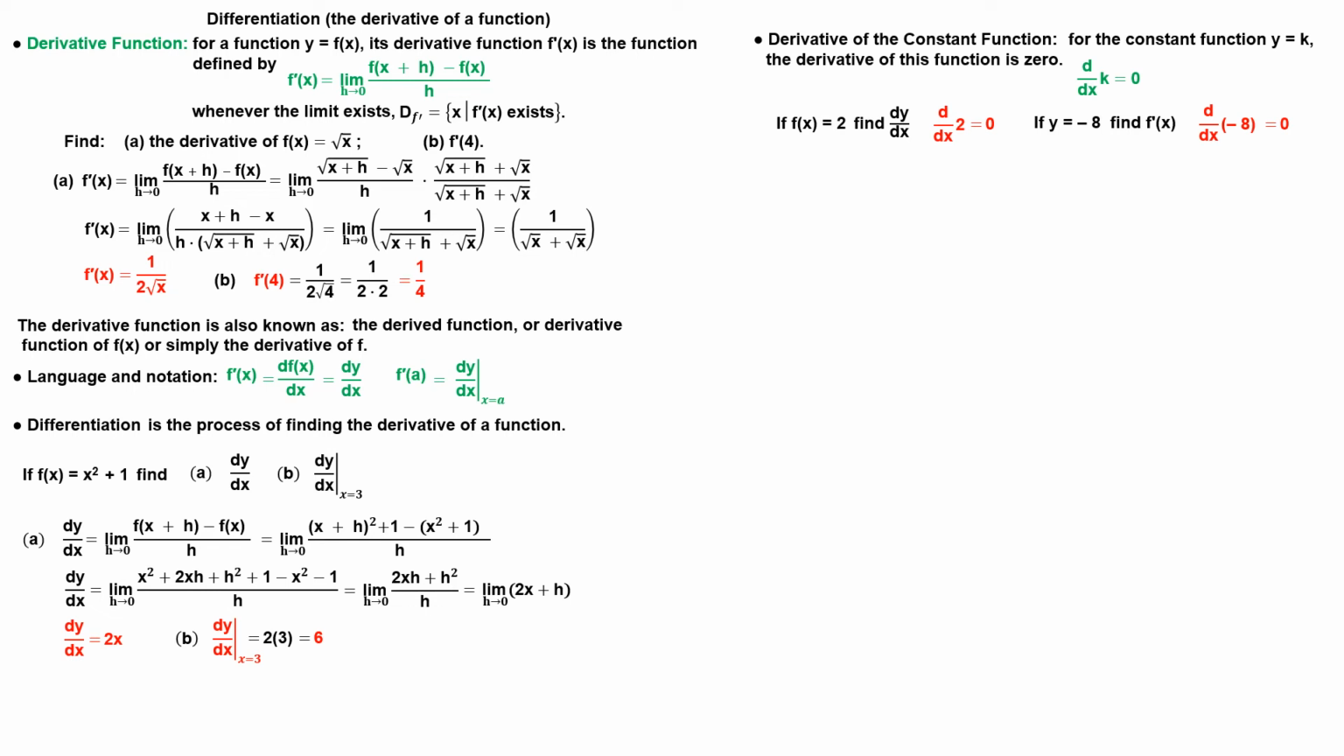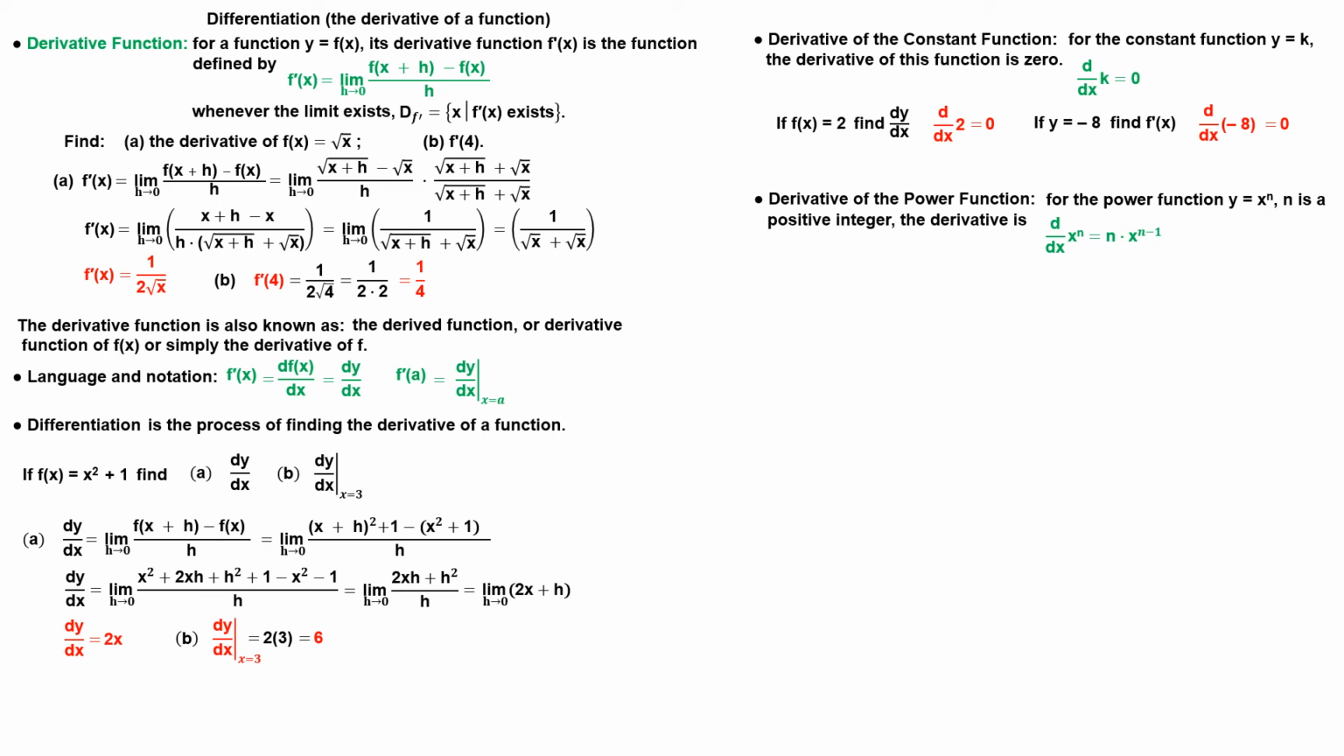We will now see how to find the derivative function of power function. Derivative of the power function. For the power function y equals x raised to the power of n, the derivative is as follows. This rule states that the derivative with respect to x of x raised to the power of n, where n is a positive integer, is n times x raised to the power of n minus 1.